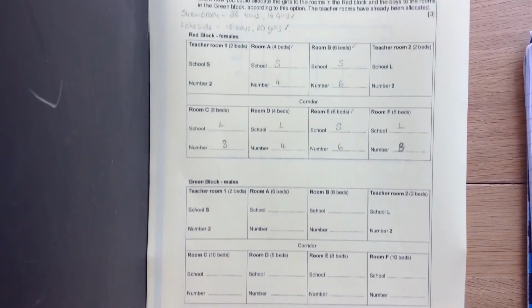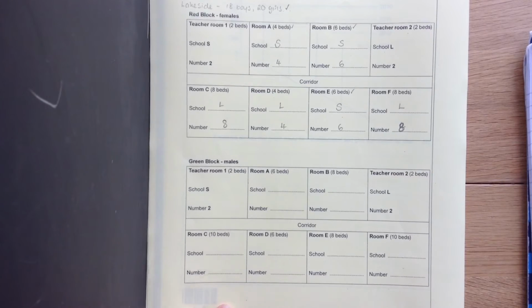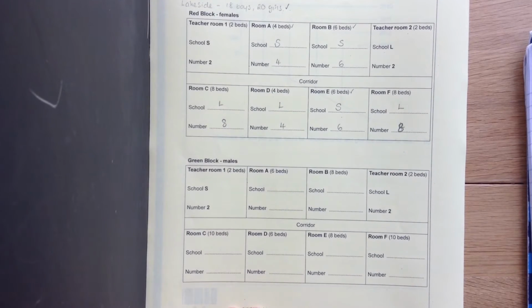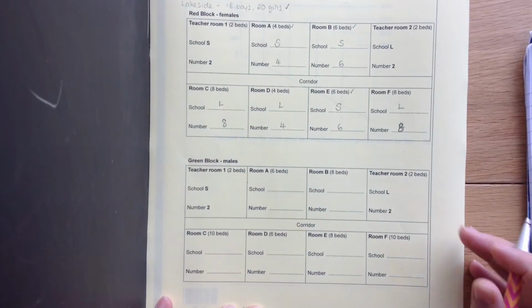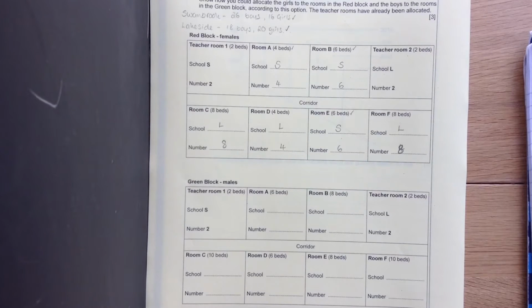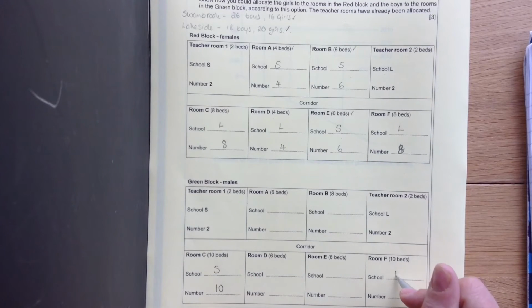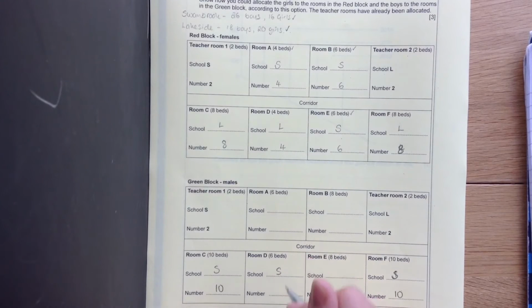Going down to the green block then, the males. We'll start with the Swanbrook boys again, and we need 26 boys' spaces this time. So we need to make sure it adds up to 26. If we use the 2 10s and the 6, that gets us up to 26. So Swanbrook, 10 there. Swanbrook, 10 there, that's 20. And this one, another 6, 26.